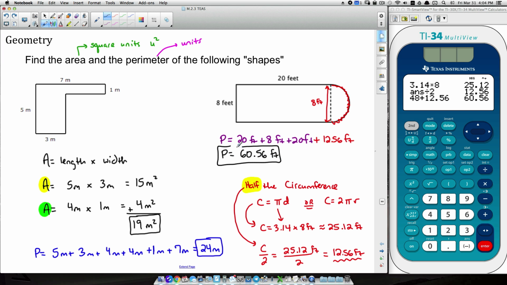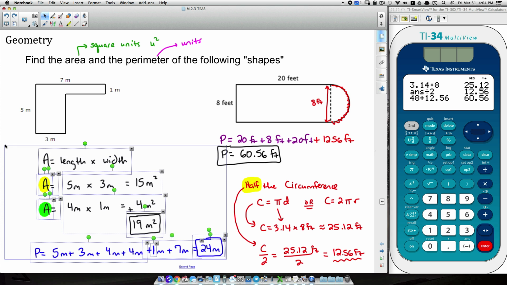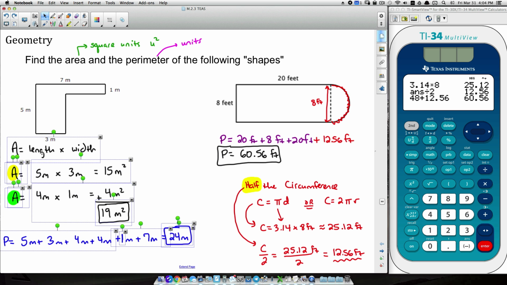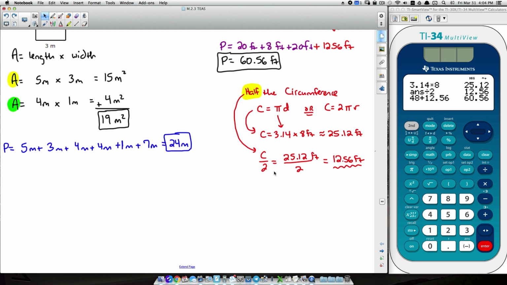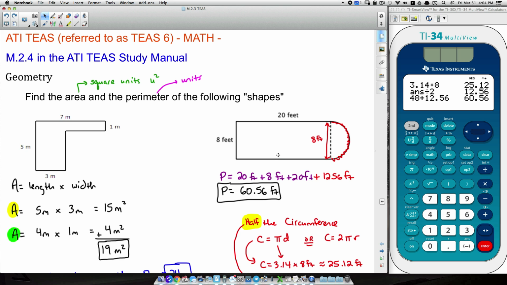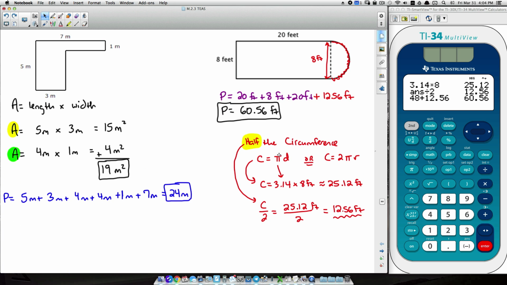Now let's find the area. So let me do some cleaning up here. Of course, I could erase everything, but I like to save these files for future reference. So I'm just going to go down a little bit, and we should be good right there.